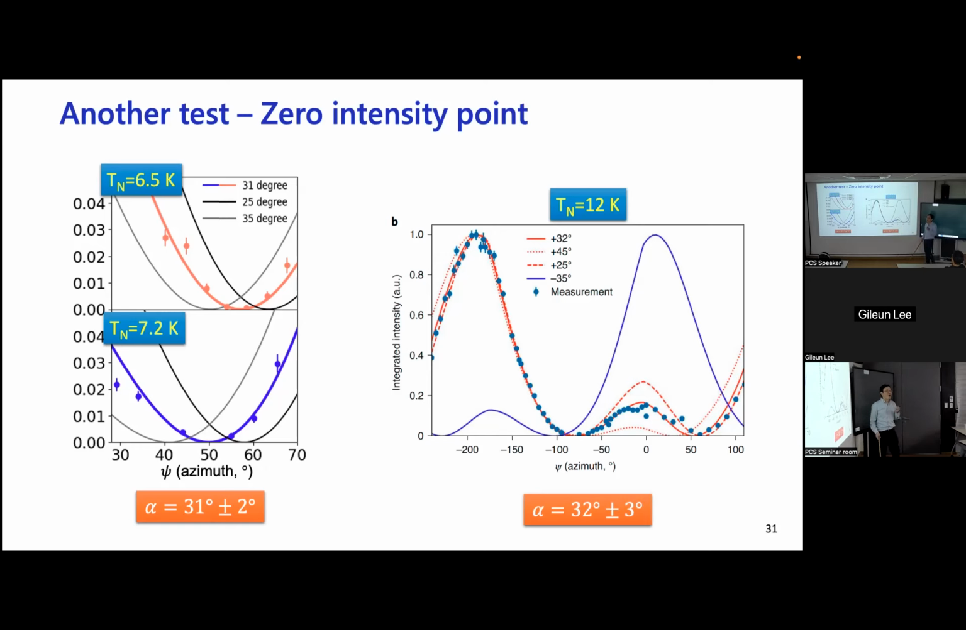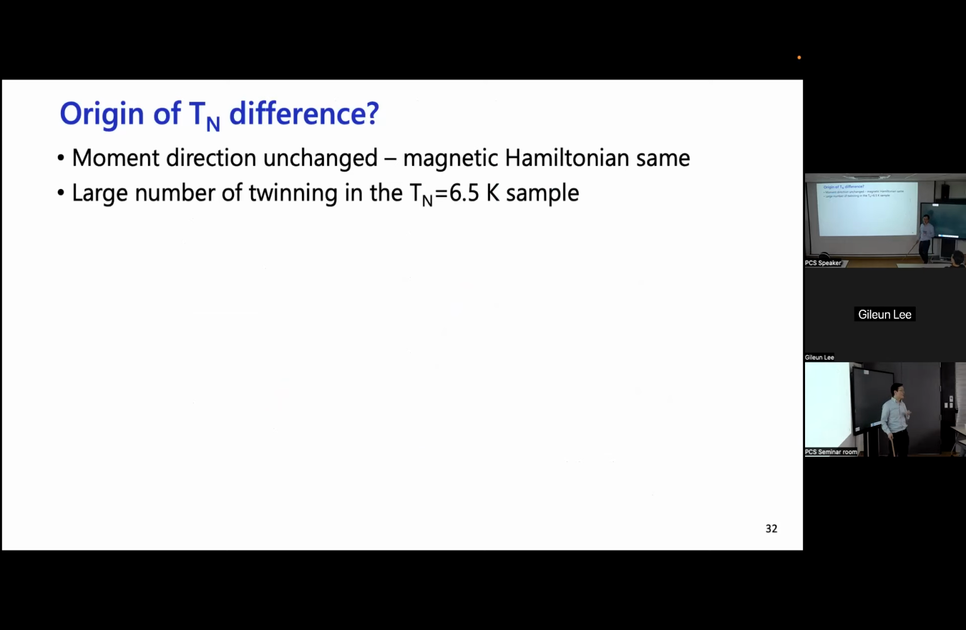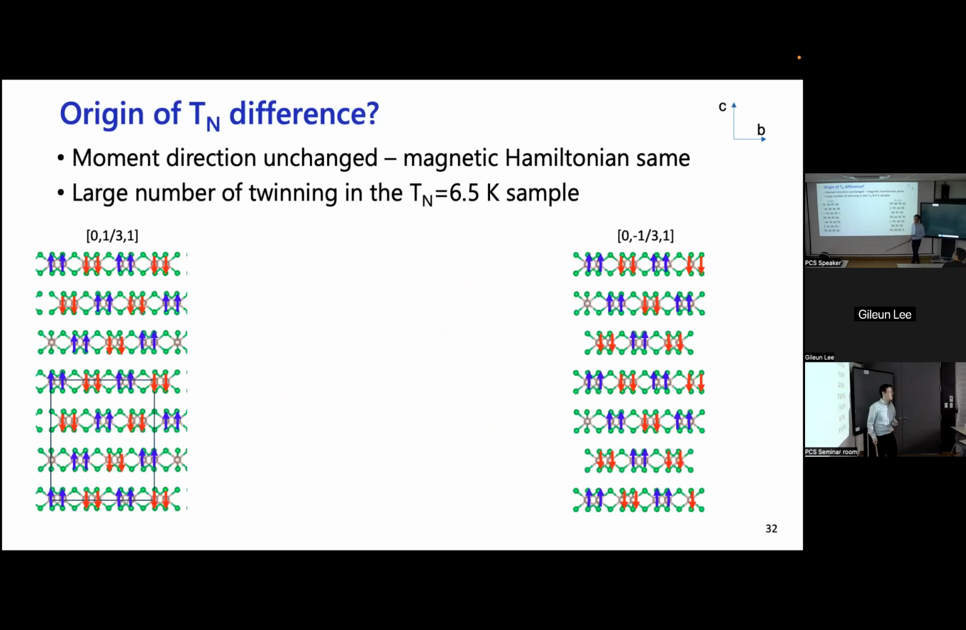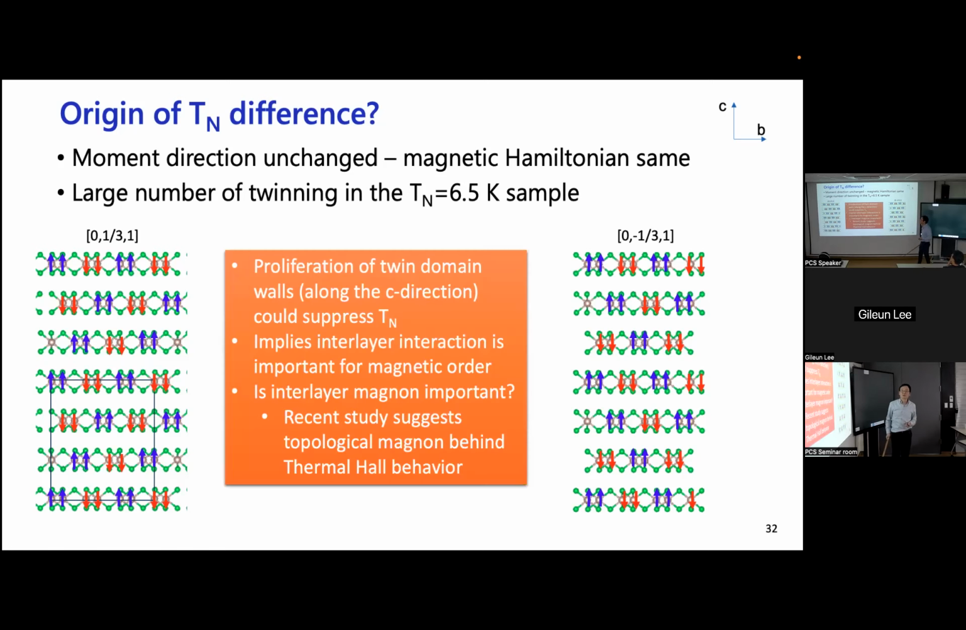So then where does the interlayer coupling come into play? That probably comes into play to determine the transition temperature. So in some sense, interlayer coupling is important for determining the transition temperature, but it is not big enough that it changes the magnetic structure. So that's basically the main conclusion here.